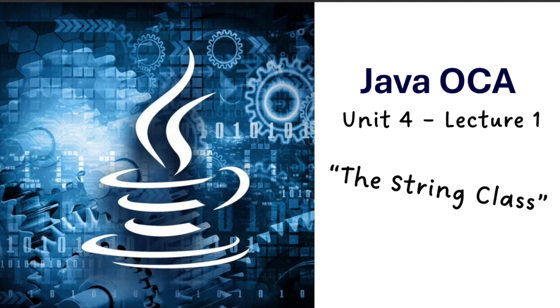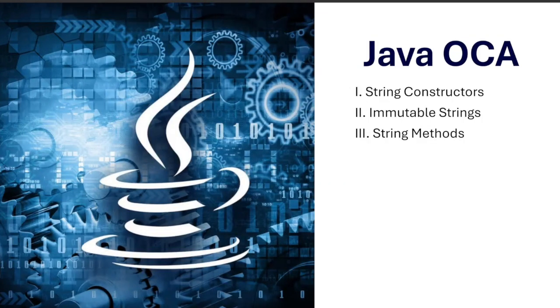This is Java OCA Unit 4, Lecture 1, and in this lecture we will discuss the String class. We will discuss constructors of the String class, immutable properties of strings, and methods of the String class.